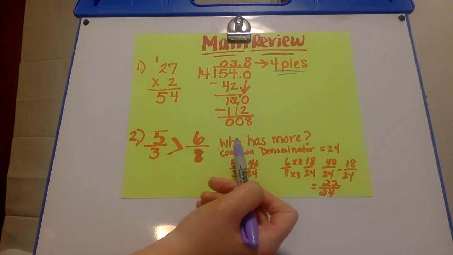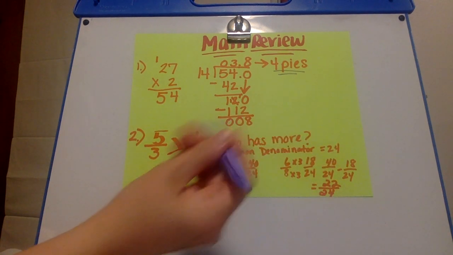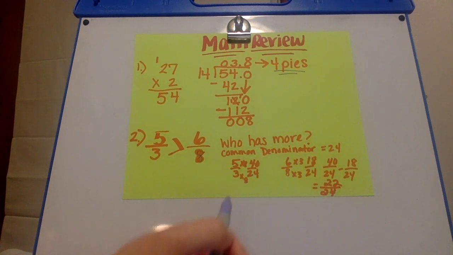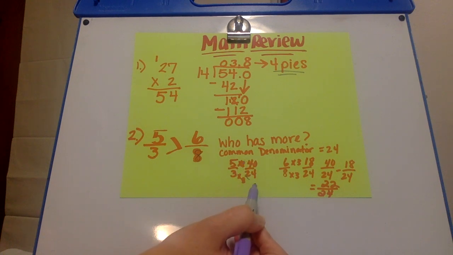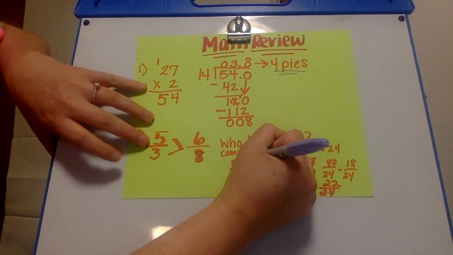Now, the next part of the question said who has more? So here I found my common denominator of 3 and 8, which equals 24, and I renamed my fraction to 40 over 24, and I renamed my fraction here. Let me box that for you.